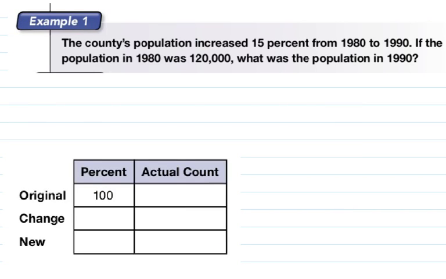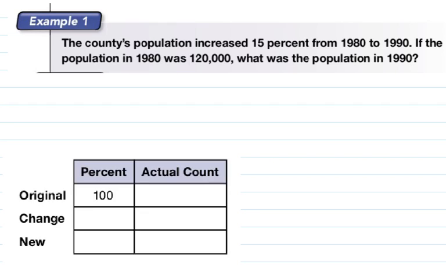Example 1. The county's population increased 15% from 1980 to 1990. If the population in 1980 was 120,000, what was the population in 1990? Well, let's always start by writing our information given.